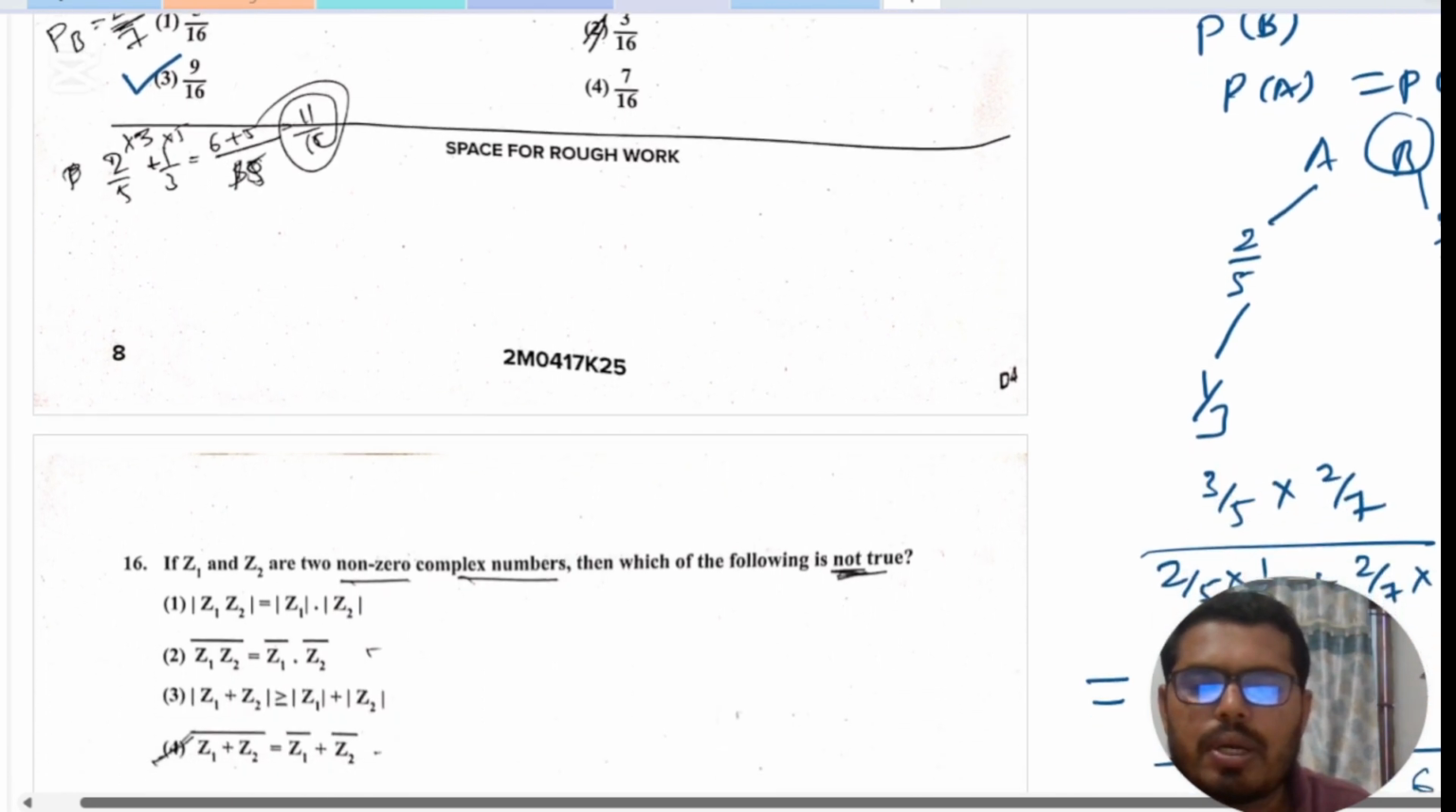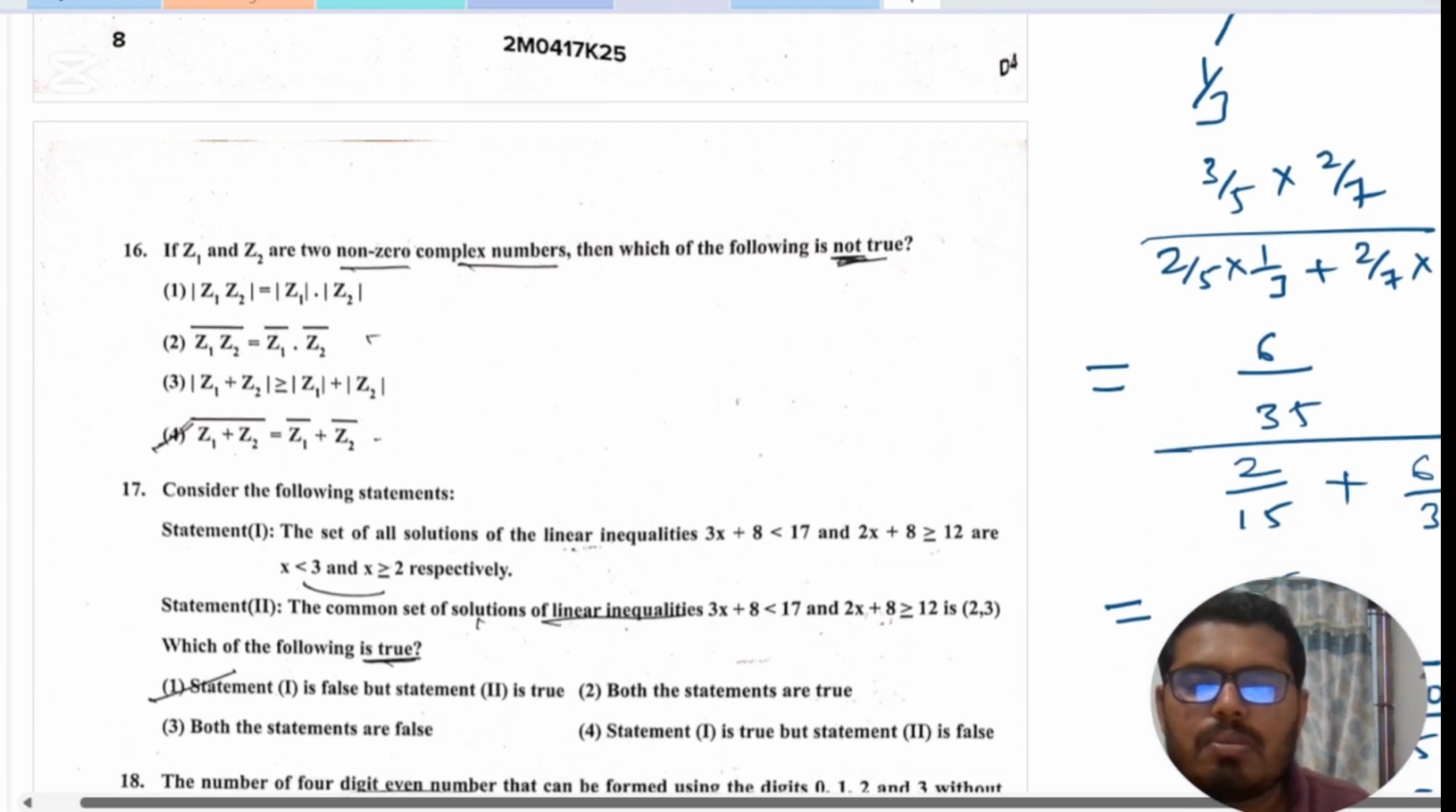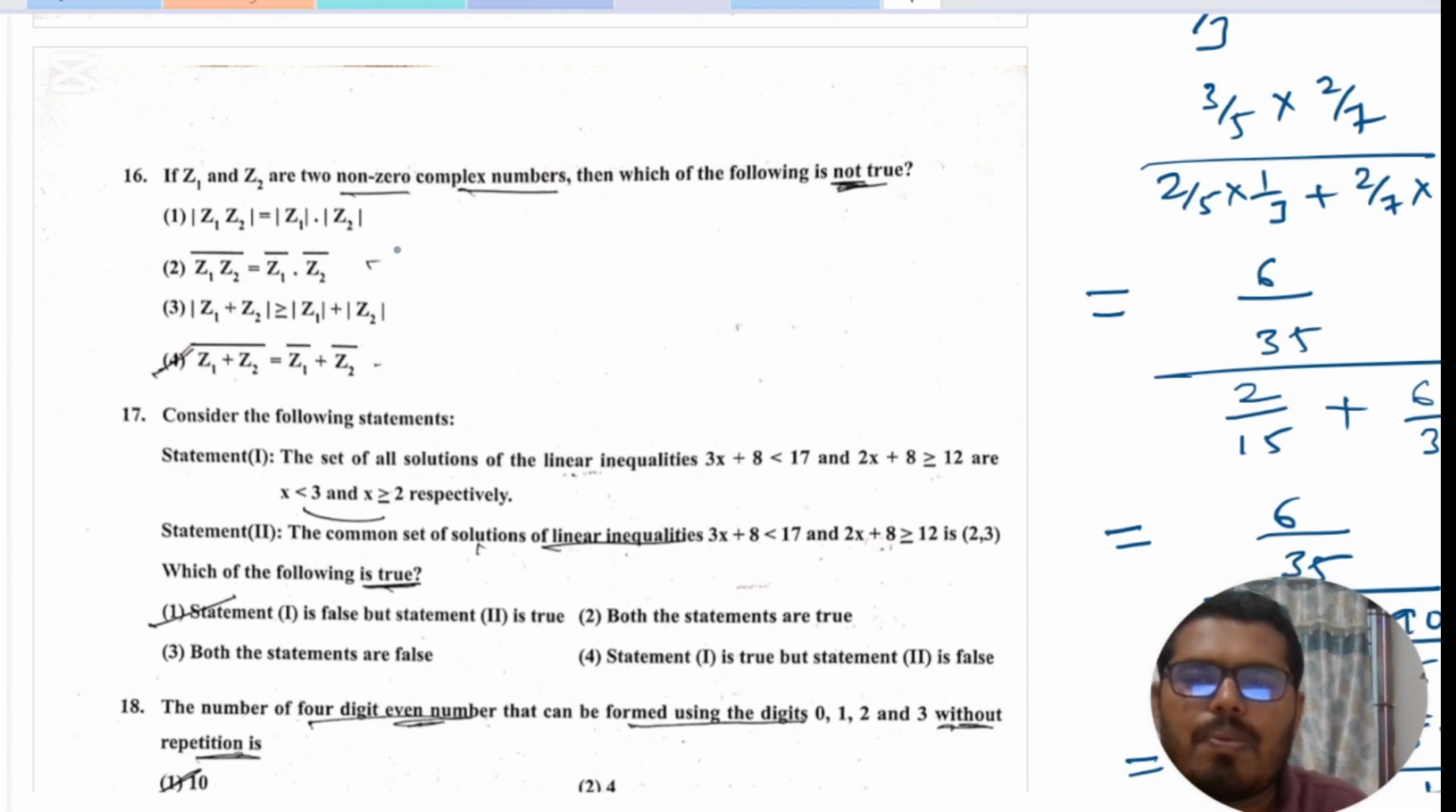Question number 16, it is directly related to the properties of the conjugate and modulus. Mod of z1 into z2 is equal to mod z1 into mod z2. This is a true statement. They asked you for the false statement. Then mod of z1 z2 bar is equal to z1 bar into z2 bar.